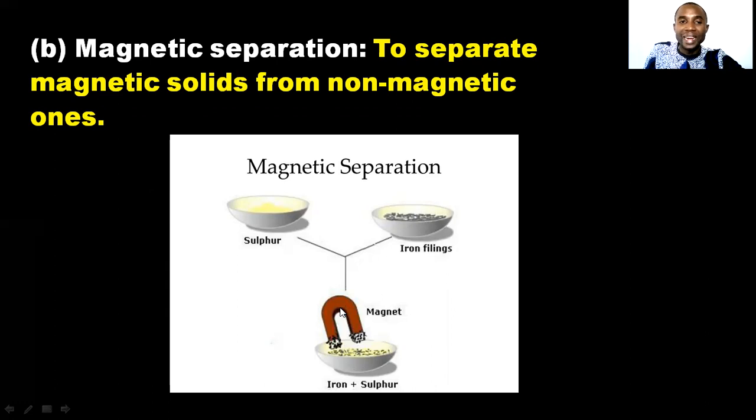When you bring a magnet near it, the magnet will select all the iron filings, and the sulfur will remain there. Sulfur is not magnetic, while iron filings are magnetic. All right, so with that, you can separate them.